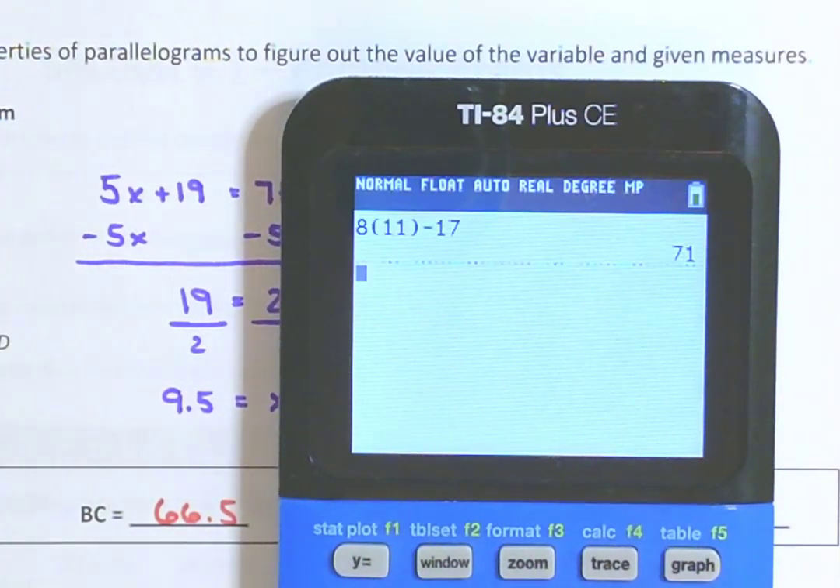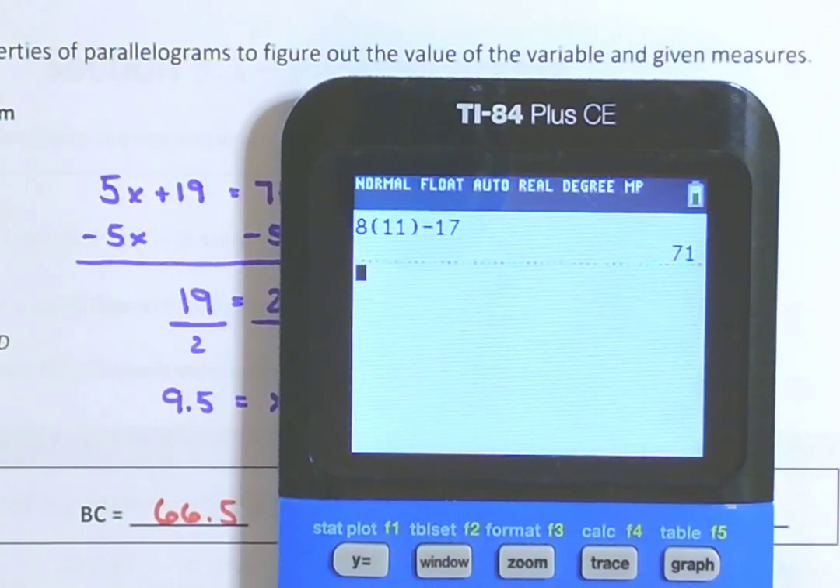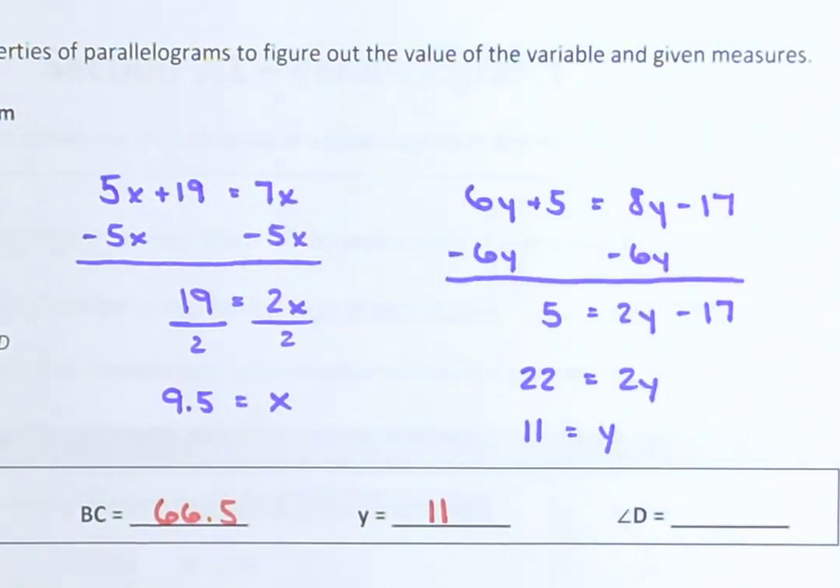And after calculating that, we get 71 as the measure of angle D. So 71 degrees is the measure of angle D, which also is the measure of angle B. So that's how we're going to go through and process and set up these problems today.